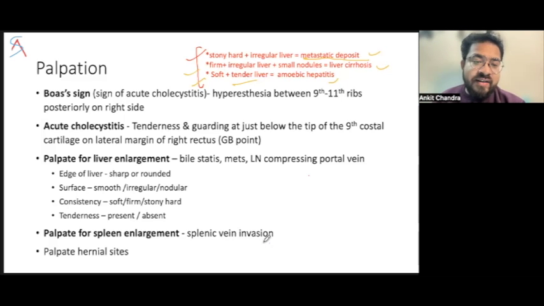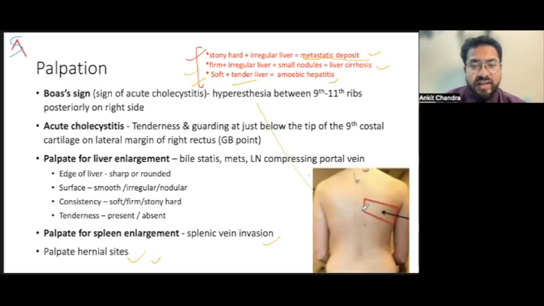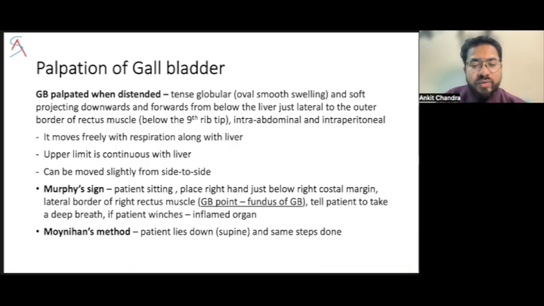If there is any spleen enlargement, you can think if there is any malignancy which has gone towards splenic vein invasion. Palpate the hernial site. What I was talking about was the Boas sign on the back between the 9th and the 11th rib on the right side posteriorly. If you feel any hyperesthesia, for checking the hyperesthesia, you can just pinch the skin or try to pick up the skin. If there is hyperesthesia, then you can think it could be due to cholecystitis. So coming toward a very important part, which is palpation of the gallbladder.